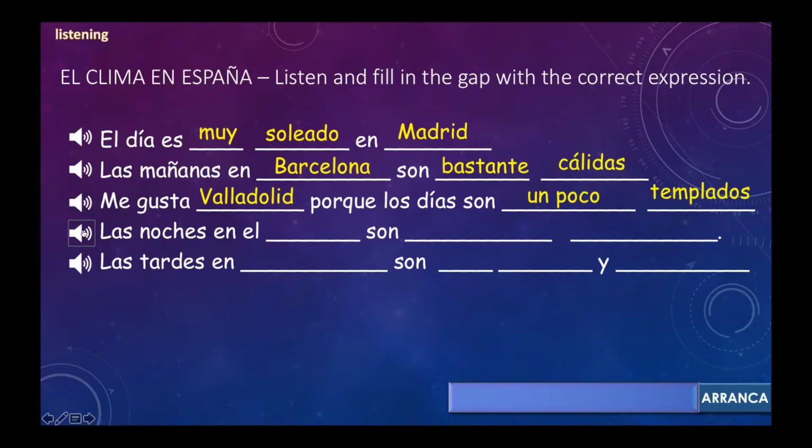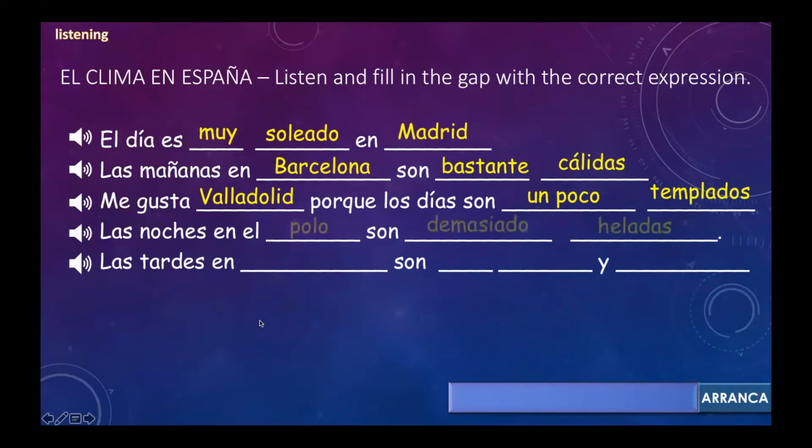Las noches en el polo son demasiado heladas. Good one. Let's listen to it again. Las noches en el polo son demasiado heladas. That sounds slightly challenging. Let's listen to it again. Las noches en el polo son demasiado heladas.